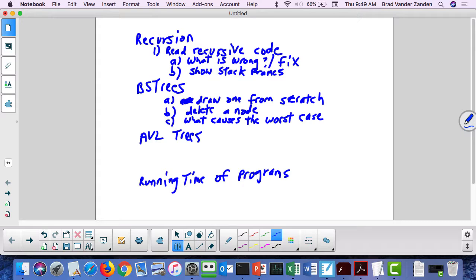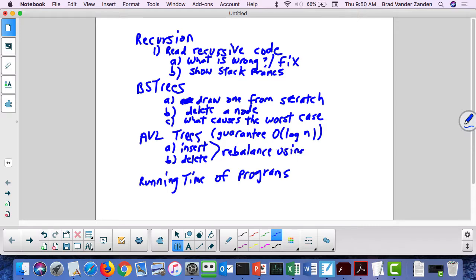Okay, so AVL trees, the reason we do them is because they guarantee balance. They rebalance the tree after every insert, every delete. So they guarantee order log n performance. Okay, that cannot be said for ordinary binary search trees. And you need to be able to know how to insert and delete. And of course, you need to know how to rebalance using rotations. So you also need to know how to do rotations. So obviously, you will need to know how to rotate. And while we have not gotten, and we'll be getting through the end of insert and delete today, so don't worry if you're wondering, we haven't gotten all the way through insert, we had not gotten to delete. And finally, with the running time of algorithms, you'll be given code fragments.